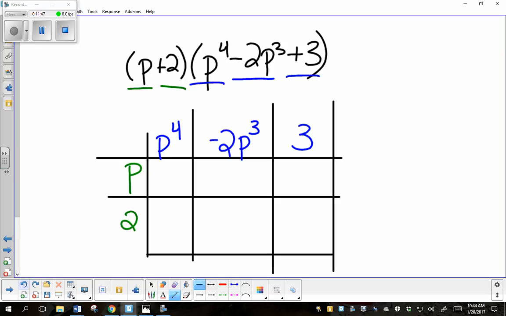All right, so now what we do is we just fill in this grid by multiplying the two terms that meet at each square in the grid. So for example, at this first square right here, we're going to be multiplying p times p to the 4, so that is p to the 5.